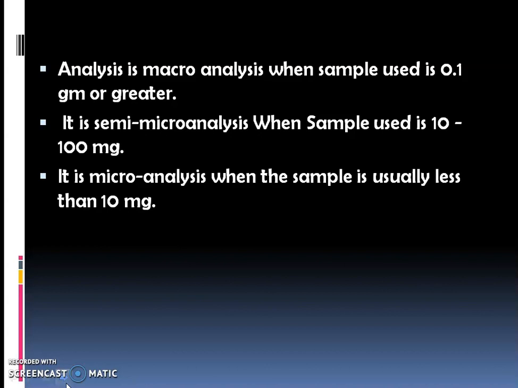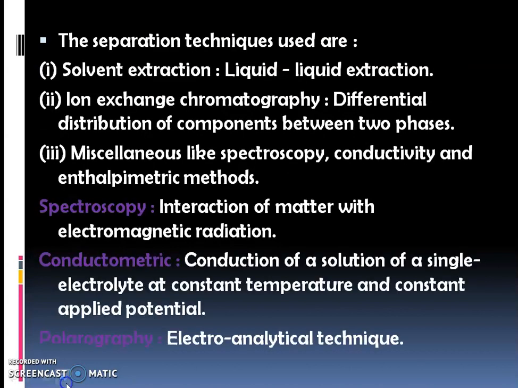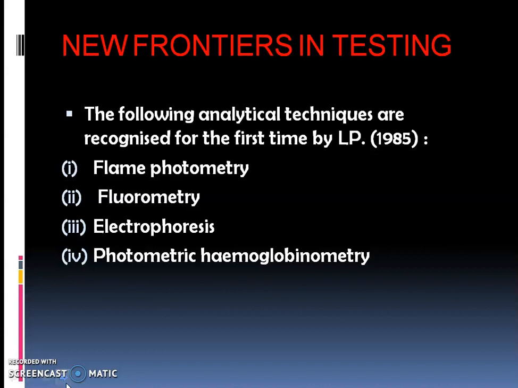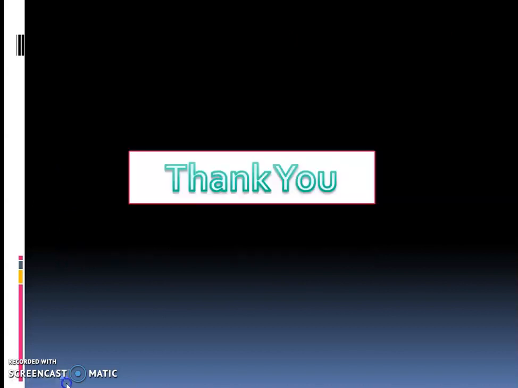Analysis is macroanalysis when the sample used is 0.1 gram or greater. It is semi-microanalysis when the sample is 10 to 100 milligram, and microanalysis when the sample is usually 10 milligram. The separation technique uses solvent extraction, ion exchange, chromatography, then spectroscopy where interaction of matter with electromagnetic radiation is there. Conductometry, conduction of a solution of a simple electrolyte at constant temperature and constant pressure applied potential. Polarography, where electroanalytical techniques are used. The new frontier in testing, following analytical techniques are there: flame photometry, fluorometry, electrophoresis, and photometric hemoglobinometry.